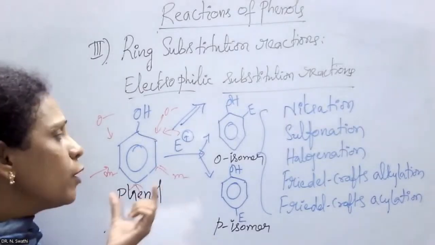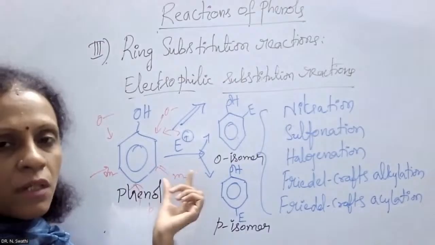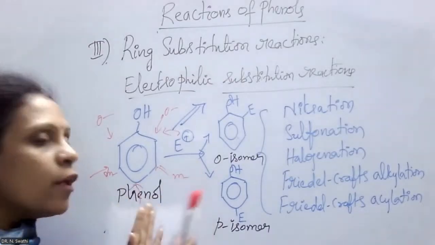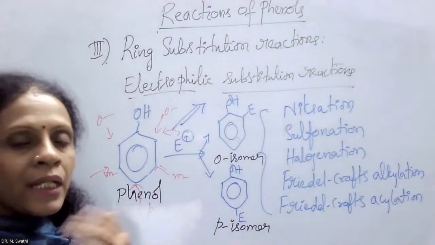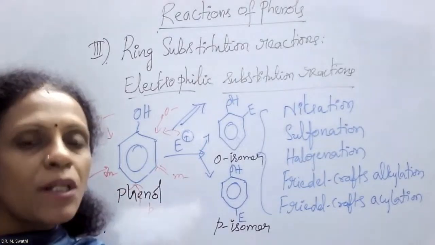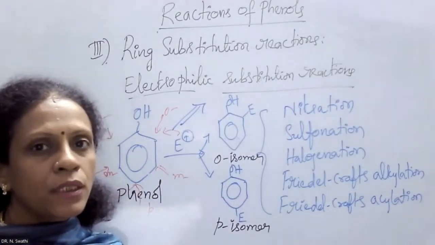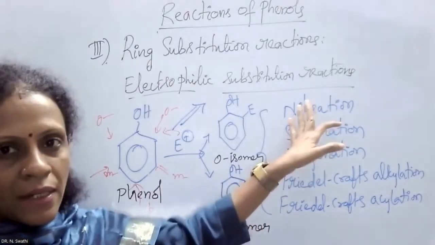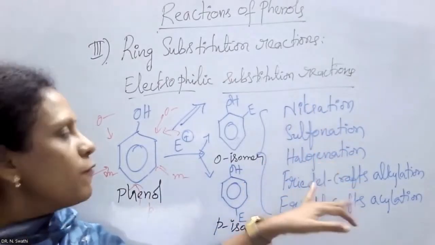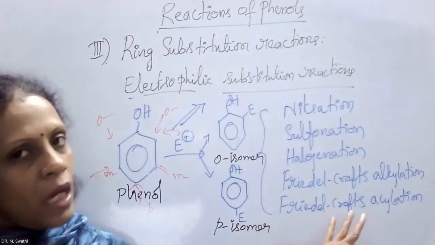So whenever phenol is subjected to electrophilic substitution reaction, there will be formation of predominant yields of the corresponding ortho isomer and para isomer. And coming to the examples of reactions, they are similar to electrophilic substitution reactions of benzene, which I discussed in an earlier module. Some examples are nitration, sulfonation, halogenation, Friedel-Crafts acylation, and Friedel-Crafts alkylation.